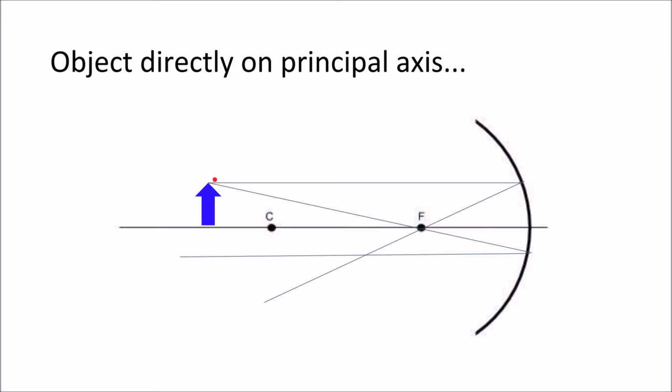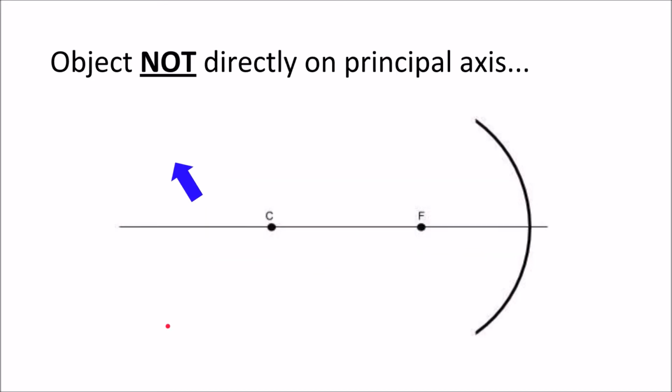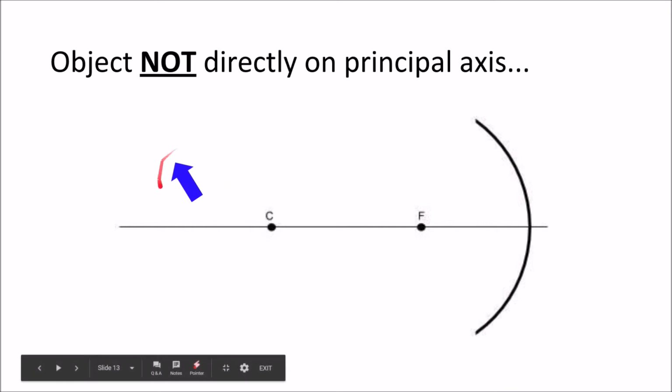Now, since the bottom of the arrow sits directly on the principal axis, I'm able to just use the principal axis here as the bottom of the arrow, and I can put my image in directly like this. So here's my image. This changes when my object is not directly on the principal axis. Notice here's my arrow, which is my object. It is sitting off the principal axis. There's a bit of a space here.